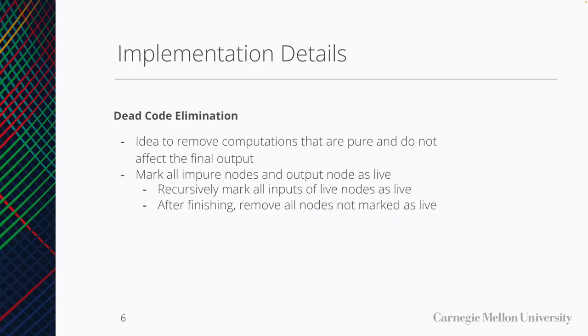The idea behind dead code elimination is to remove computation that is pure, that is, does not affect the program state, like division and printing, and does not affect the final output. We do this by marking all impure nodes in the output node as live, and recursively marking all inputs of live nodes as live. Then, we finally remove the nodes not marked as live.